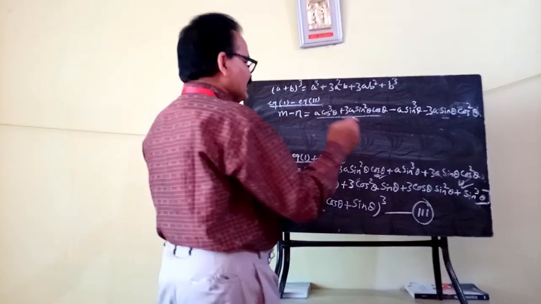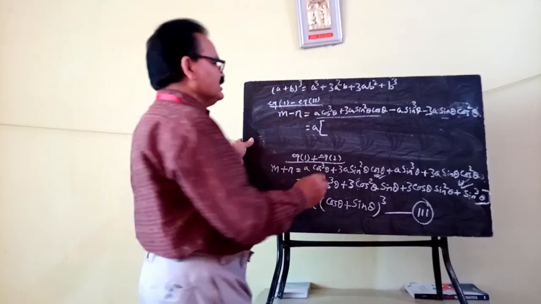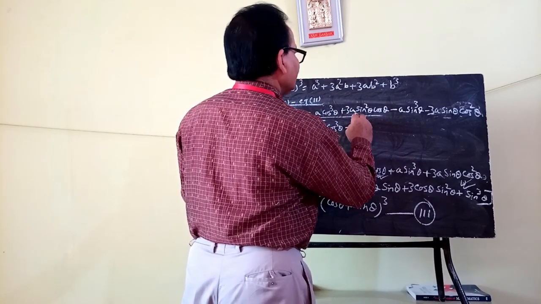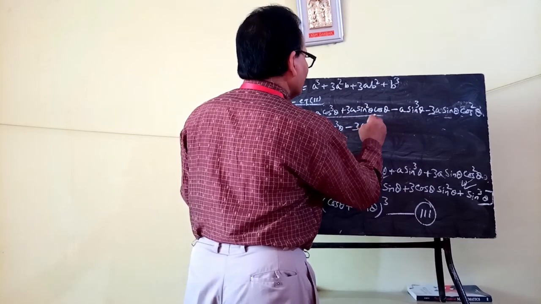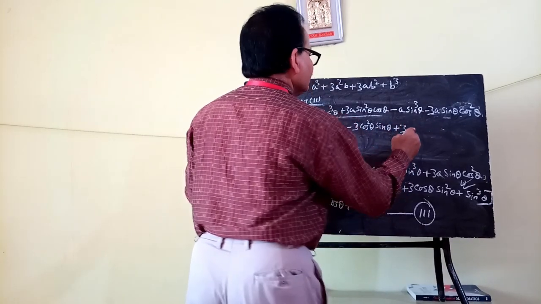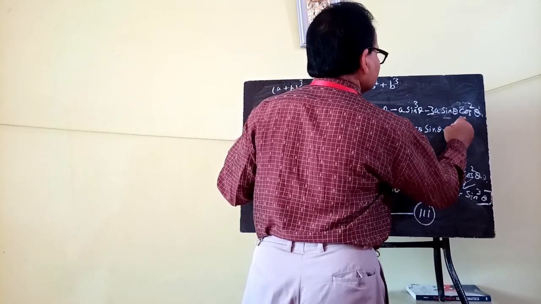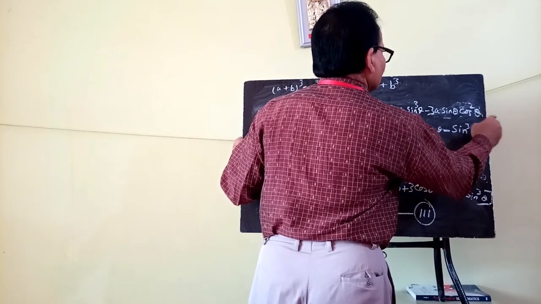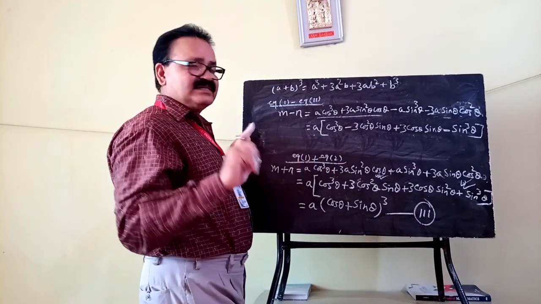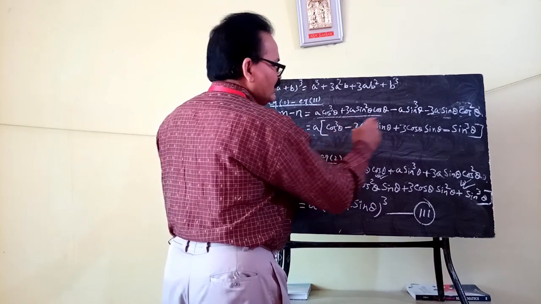Okay, so after that again you take a common, and after taking a common you just rearrange it. That is your cos cube theta minus 3 cos square theta into sin theta plus 3 cos theta into sin theta minus sin cube theta. Okay, what have you done? You have taken a common and then rearranged it. First you have written this part. Then here you have taken this one.